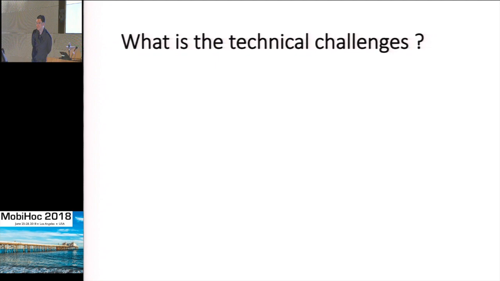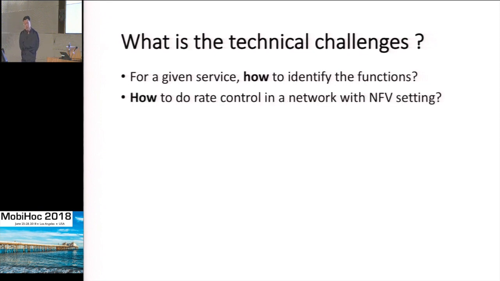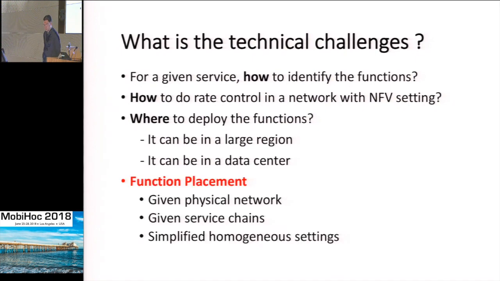So there are many technical challenges for NFV. For example, for given NFV functions, how do we identify these functions? How do we efficiently compose these services based on some standard functions? How do we do rate control and rate limits within the network when we have NFV? Because if we don't do that, we can create a lot of congestion and packet loss. Where do we deploy these functions? It can be large regions, for example, for a lot of overlay networks, where we deploy different functions, or I can deploy in data centers.